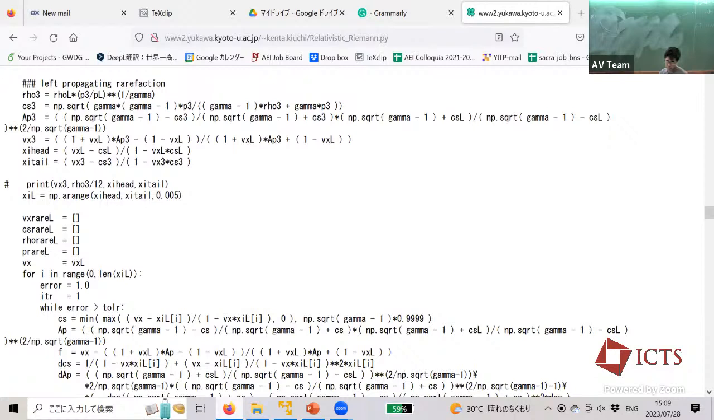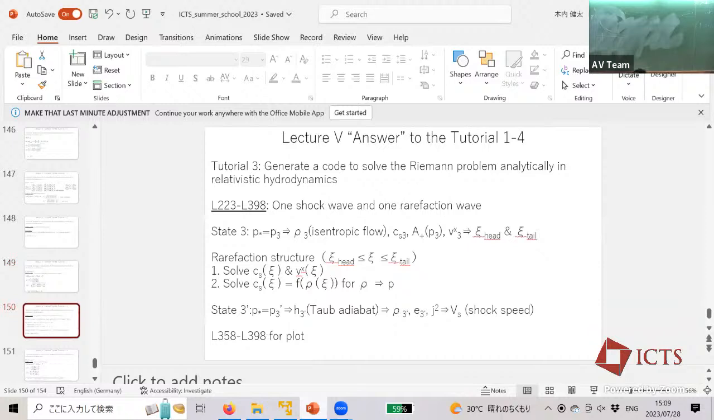Let's calculate the left propagating rarefaction wave structures by this procedure. Now you have an intermediate pressure P3, and because the rarefaction wave is an isentropic flow, you can get rho 3 and C3, the sound velocities, and also A plus as a function of P3 and Vx as well. So this is the self-similar solution. You know the self-similar parameters of the head and the tail of the rarefaction wave.